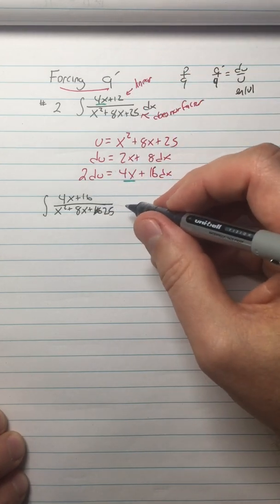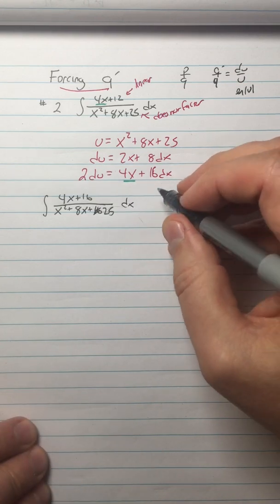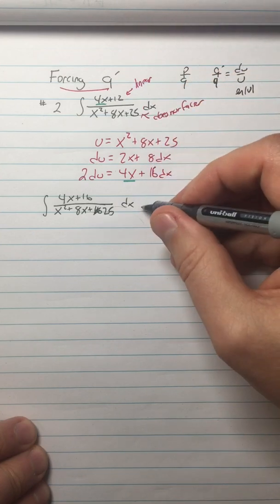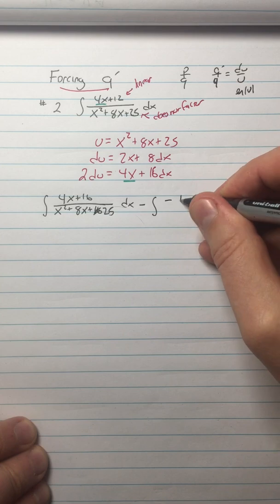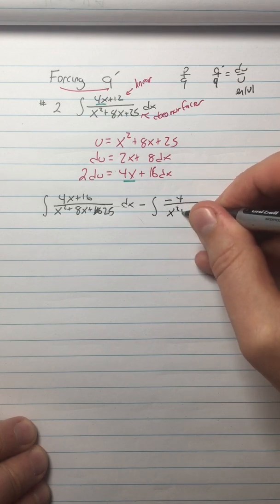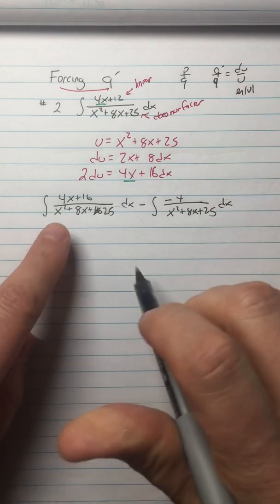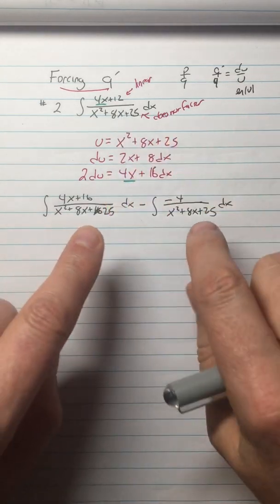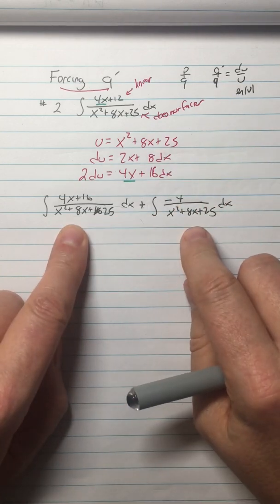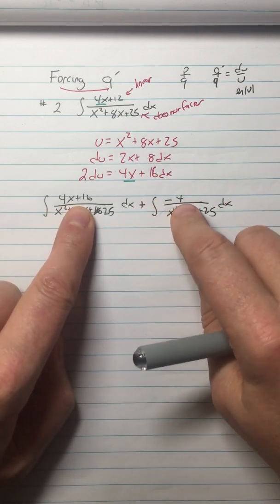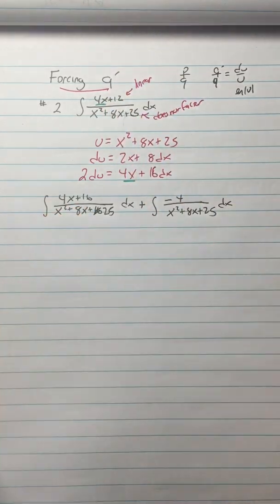But I can allow that to happen as long as I say, well, it's really 12, so I'll go minus the integral of negative 4 over x squared plus 8x plus 25 dx. So this integral is not the same as this integral, but these integrals together, that's a plus right there, if I go 4x plus 16 plus negative 4, yes, they do combine to make 4x plus 12. The denominator will be the same, and I can combine the integrals.